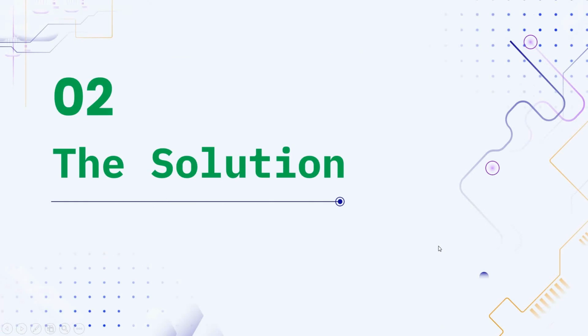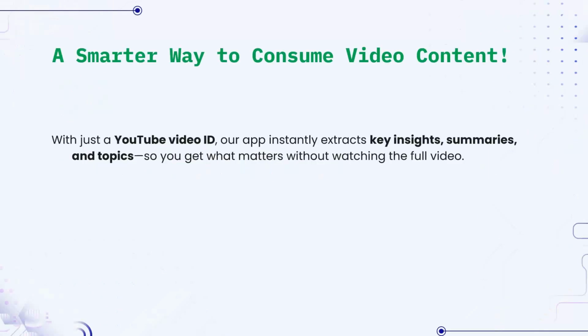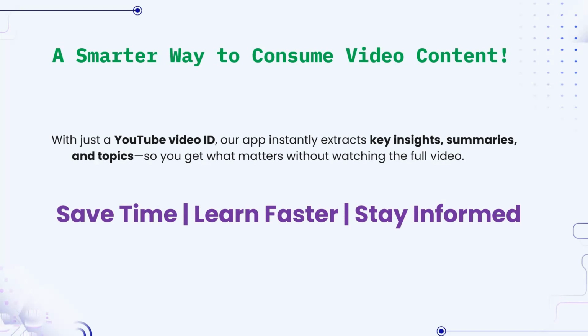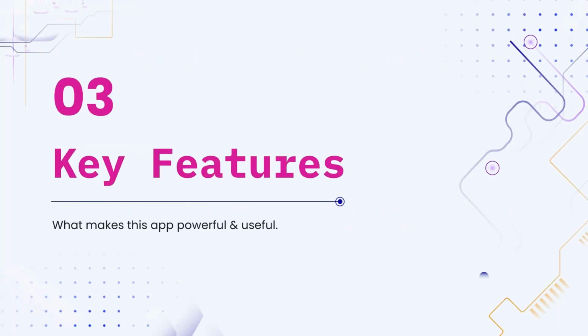So, as a solution to this struggle, we have come up with an app. All you need is the YouTube video ID of the video you are interested in, and that's it. No more scrubbing through long videos, no more guessing where the important parts are, and definitely no more wasted time. Just enter the video ID, and in seconds you'll get everything that matters: key insights, summaries, and important topics without watching the entire video. By making use of this app, you can save time, learn faster, and stay informed. It's that simple. Now let's check out the key features of the app.